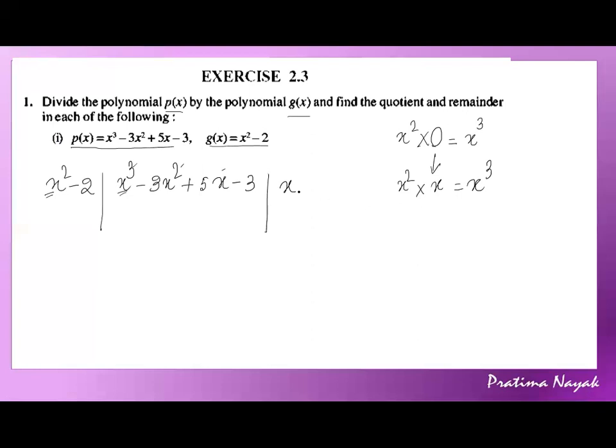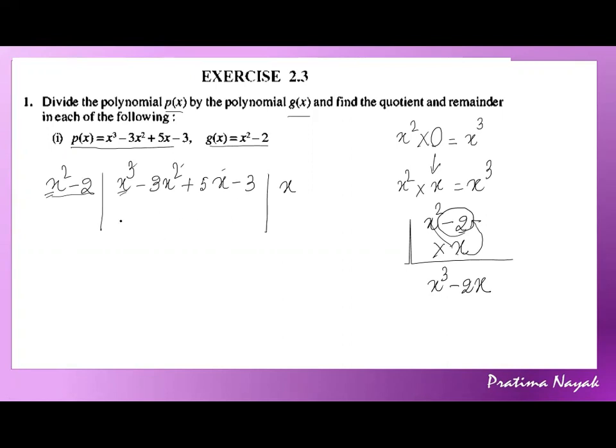Next, having thought that it will be x, what should I do? I'll write the divisor and I'll multiply this quotient into all the terms. You can write it, or you can multiply mentally. So x into x square gives you x cube. For that we have thought of x, and this x will now be multiplied with the other terms also. So x into minus 2 gives you minus 2x. So whenever I multiply x square minus 2 with x, I get x cube minus 2x.